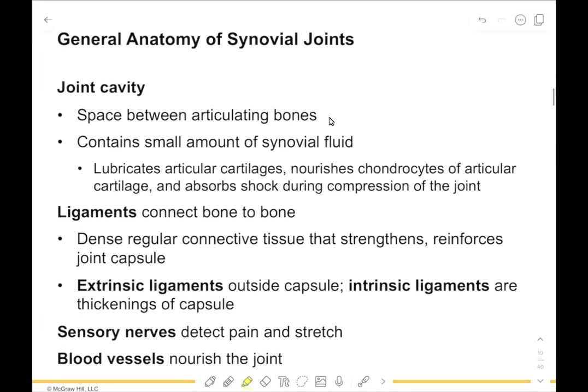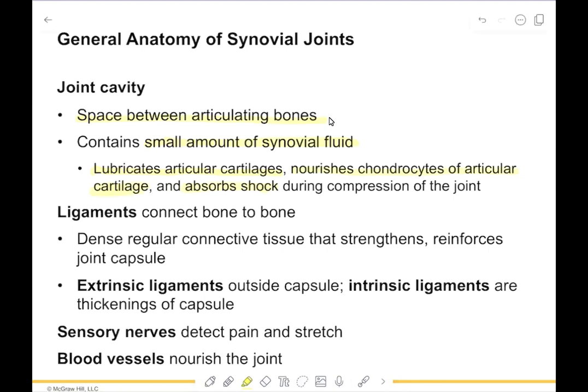Then there is a joint cavity. This is the only type of the three groups of joints that actually has a joint cavity. The joint cavity is a space between those articulating bones. And within this joint cavity, there is a small amount of synovial fluid, which plays several roles. It lubricates the articular cartilages. It nourishes those cartilage cells, which are called chondrocytes, of that articular cartilage, and helps to absorb shock during compression of the joint.